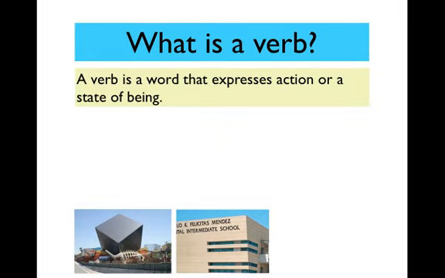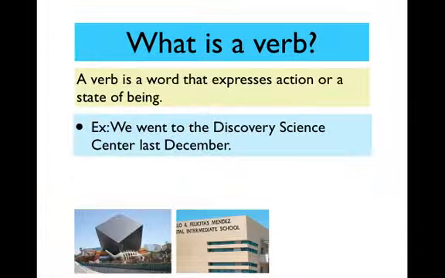So what is a verb? I know that most of you already know what a verb is because we learned it in the 5th grade and in elementary school. But just to refresh our memories, a verb is a word that expresses action or a state of being. So here's an example. We went to the Discovery Science Center last December. Went is the verb in that sentence because it expresses action.